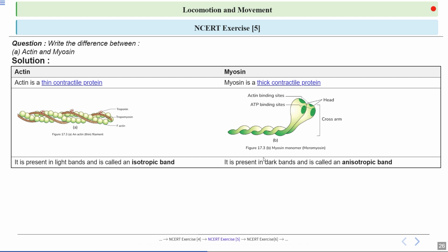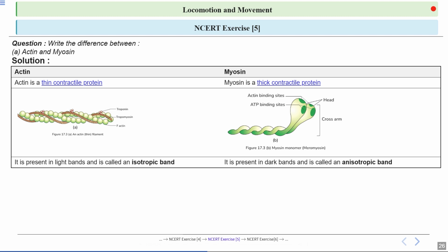Let's talk about actin first. Actin is a thin contractile protein, while myosin is a thick filament, or we can say contractile protein. So you can see from the images that actin and myosin look quite different. Think of actin as a thin rope and myosin as a thick cable.